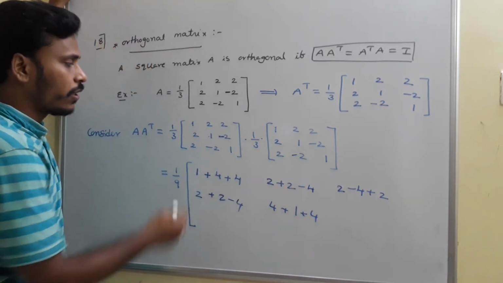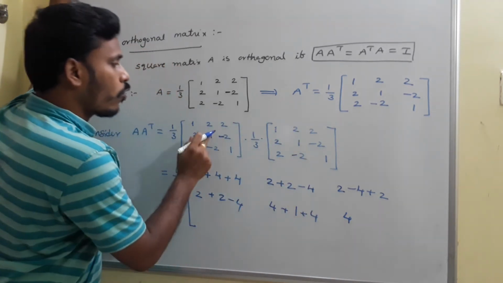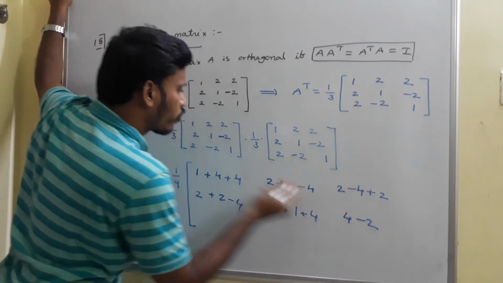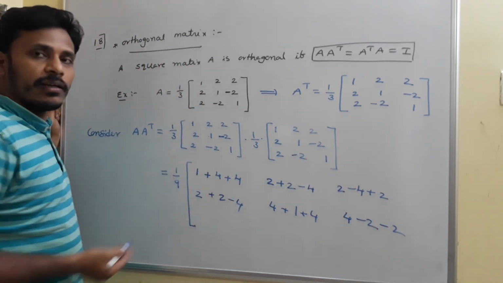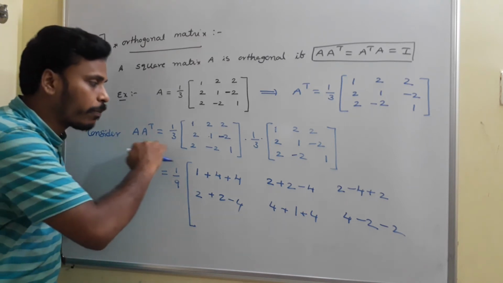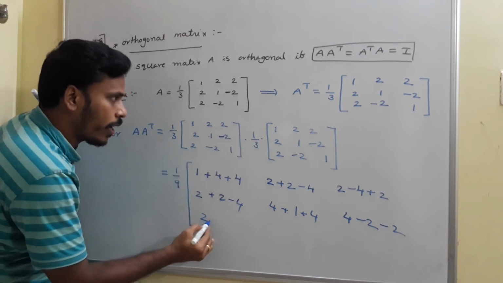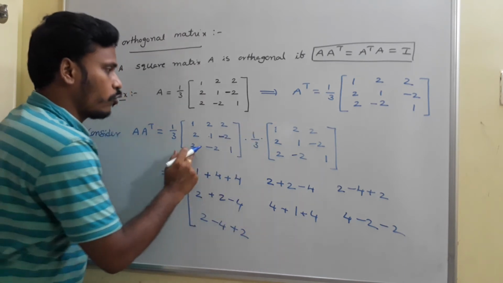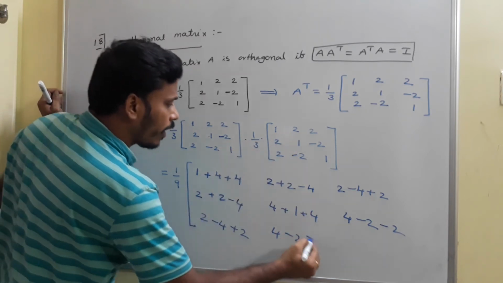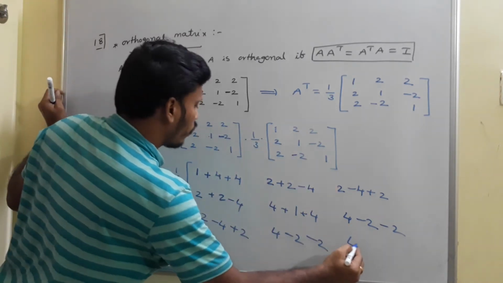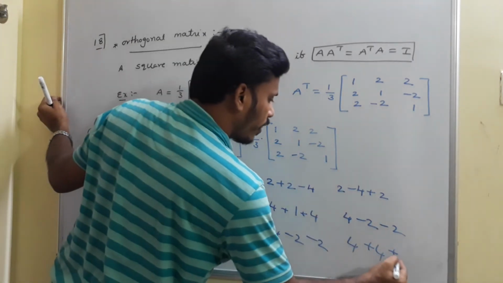Again, for the third element: 2 into 2 is 4, 1 into minus 2 is minus 2, minus 2 into 1 is minus 2. Like that, we write the elements of the third row by multiplying the third row with each and every column. 2 into 1, minus 4, plus 2; 2 into 2, 4, minus 2, and then 1 into minus 2. Again 2 into 2 is 4, minus 2 into minus 2 is plus 4, 1 into 1 is plus 1.